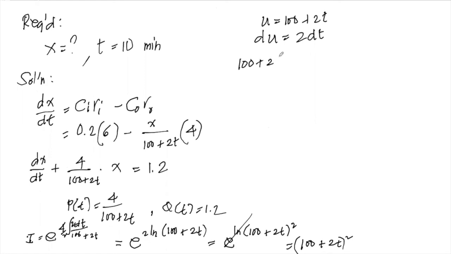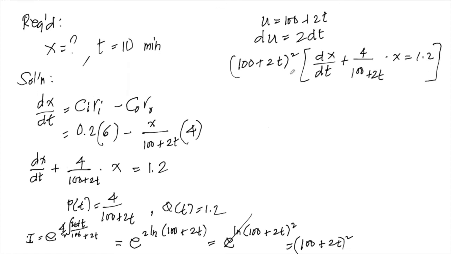So 100 plus 2t squared, and times dx over dt plus 4 over 100 plus 2t times x equals 1.2. Magiging exact na to, di ba? Pag na-multiply na natin ng integrating factor.